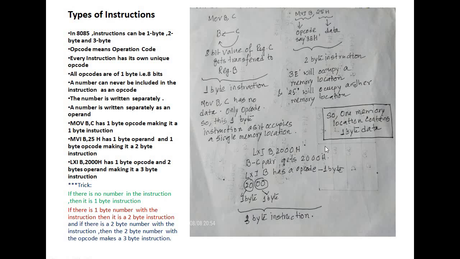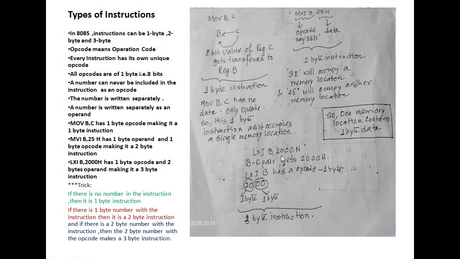Should I repeat? In the first example, there is no number in the instruction, so this is a 1 byte instruction because it has only the opcode. It occupies only 1 memory location. Here you see only one byte data is given in the instruction, so it makes a 2 byte instruction because MVI B will contain an opcode. So 1 byte for opcode and 1 byte for data, making it a 2 byte instruction.